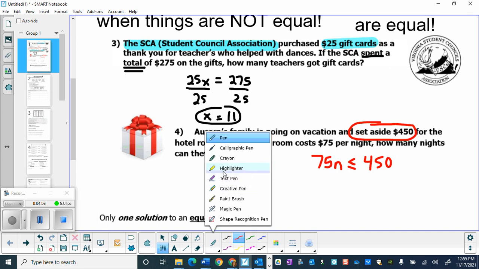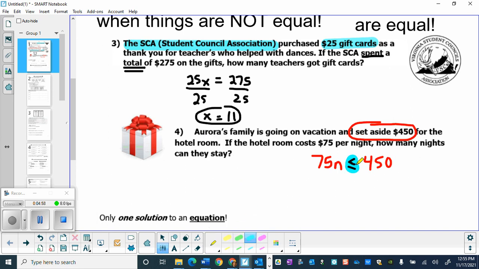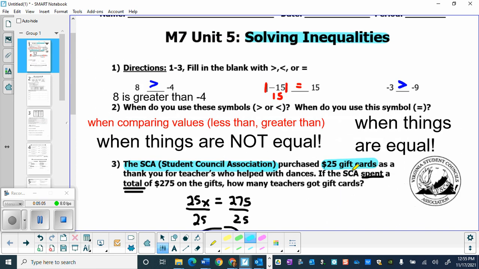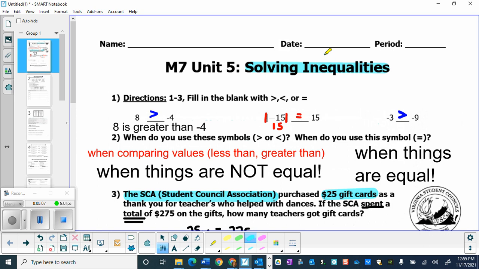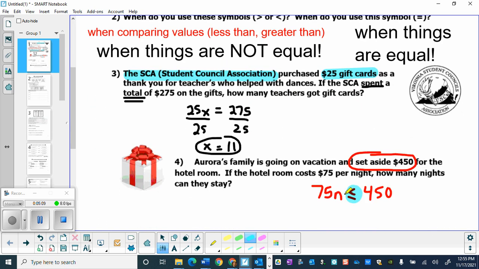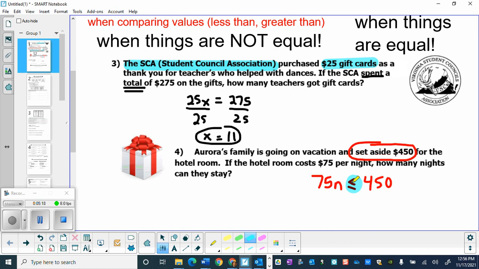Now I'm going to highlight this symbol right here. Knowing how to use it, and knowing that the line underneath it means or equal to, is part of what this entire unit packet is all about. So it's okay if the 75N is less than or equal to and that feels a little weird. We're going to continue to explain that throughout the packet. But I want to point out that this little line means or equal to, so we could spend the entire $450 or we could spend less.